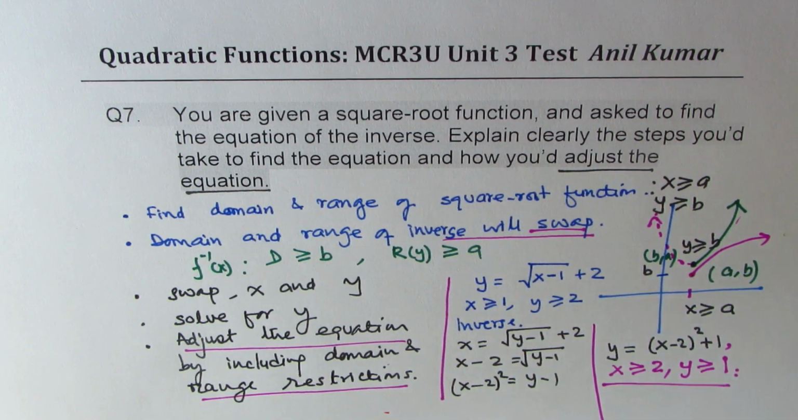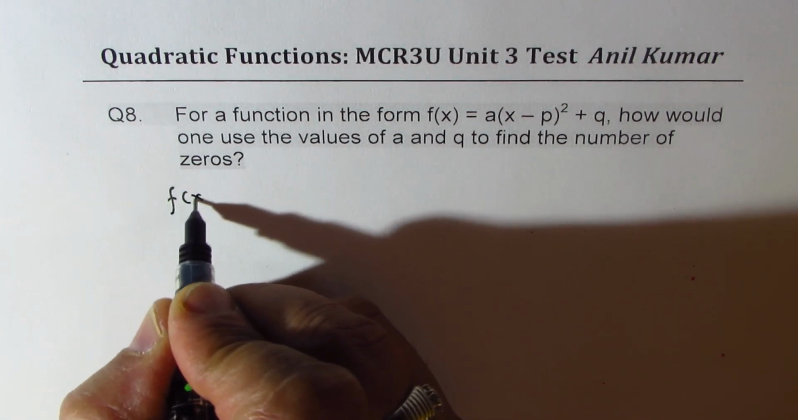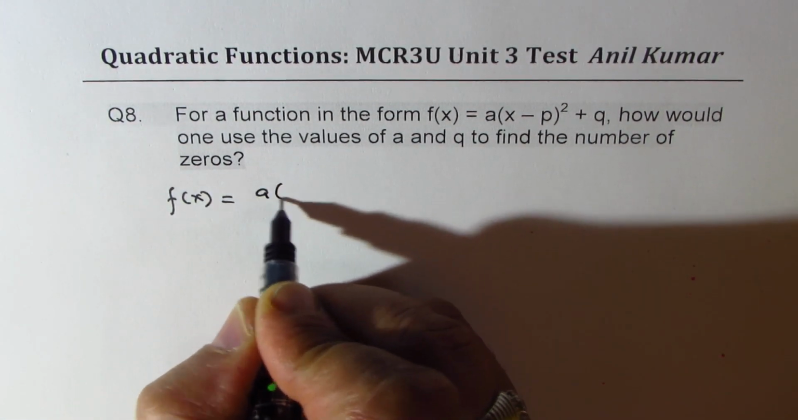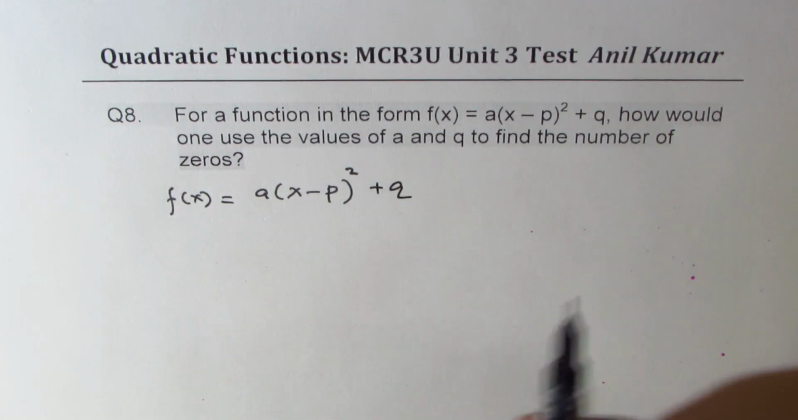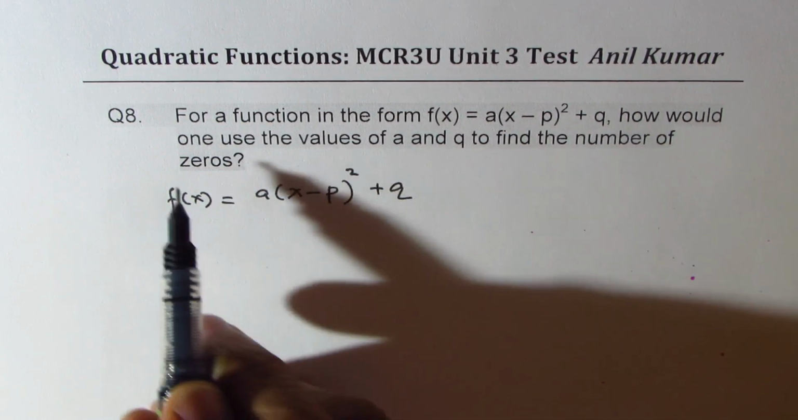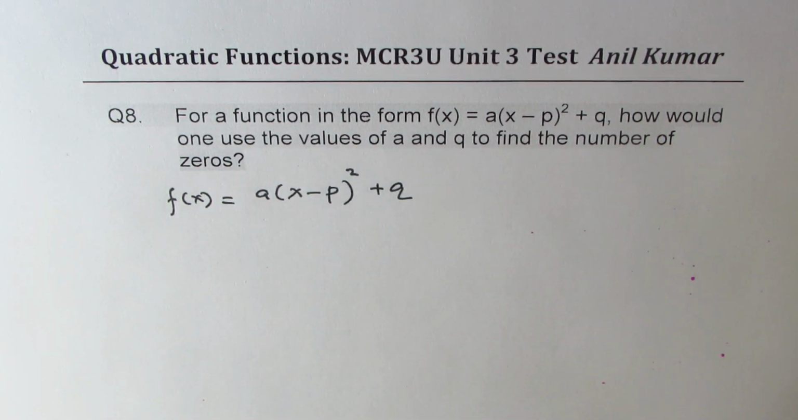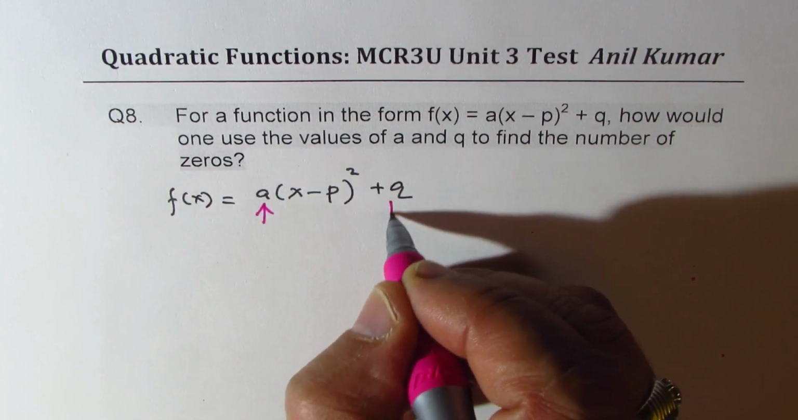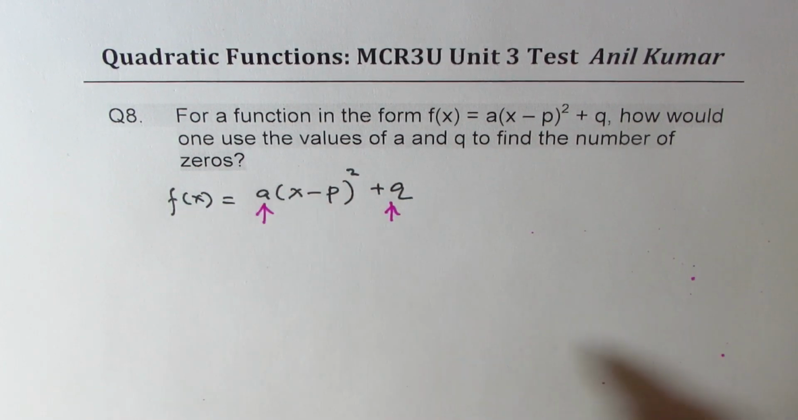Now let's take the last question, which is question number 8. It says, for a function of the form, let me rewrite the form, f of x equals a times x minus p whole square plus q. How would one use the values of a and q, that means these two values, to find the number of zeros?